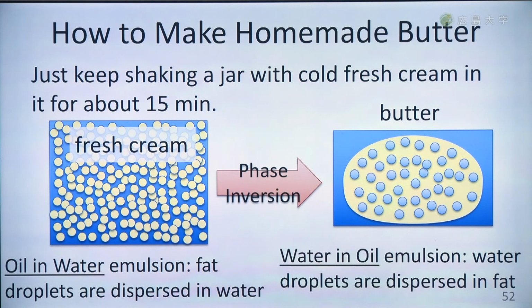Cream is an oil in water emulsion. Butter is a water in oil emulsion. Lowering the temperature changed the interfacial state between oil phase and water phase, and that leads to phase inversion. There are more interesting phenomena inherently associated with interfacial interactions.